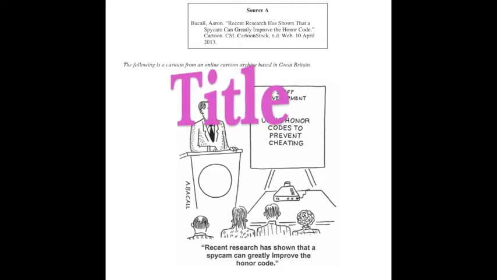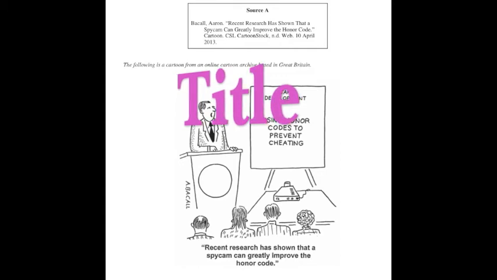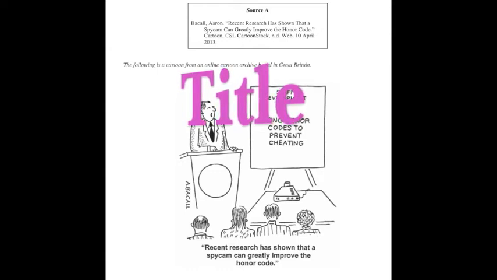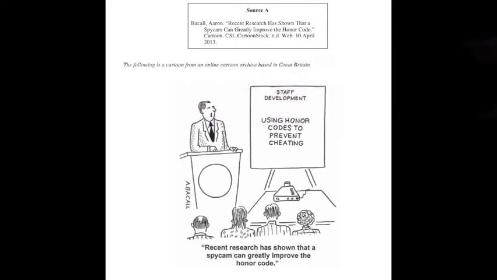Again, this is a different cartoon. And we have to ask ourselves, it's almost like doing a double take: is this some sort of a joke? Because if you have to use a spy cam to improve the honor code, then you're violating it to improve it. So it's kind of ironic in a sense. So this title might give us insight into what this visual is about. It could give us some input about it and help us to form our opinion.